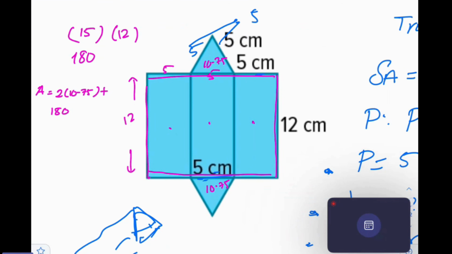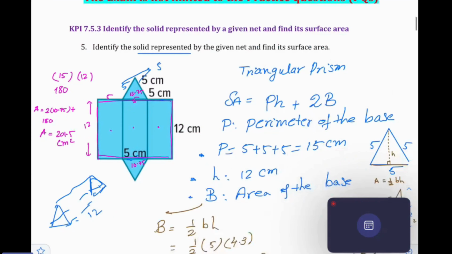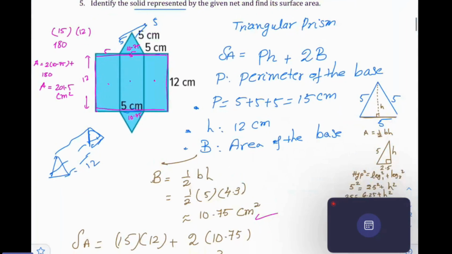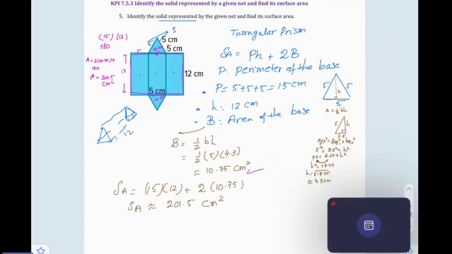So multiply 10.75 by 2 and add 180. It will be 201.5 centimeters square. So in both cases, you need to find, using the Pythagorean theorem, the missing height of the base.